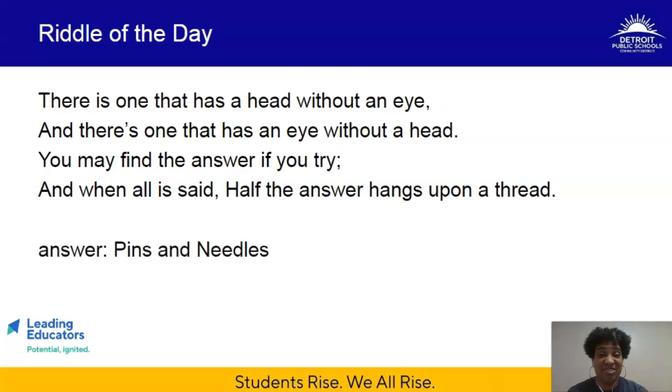Pins and needles. You may not be familiar at all with sewing, okay? But pins, if you think of a push pin, they have a head, right? That's what the actual top of the pin is called, but no eye. And needles have an eye, right? But no head. The eye is where you put what? The thread through. And so there is the key that was offered in that last sentence. So pins and needles, folks. Hopefully you got that one.